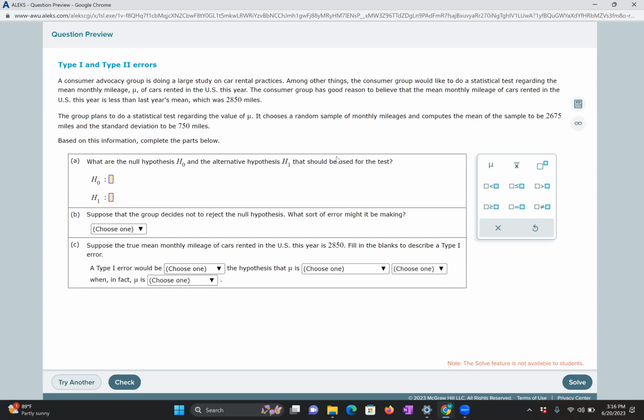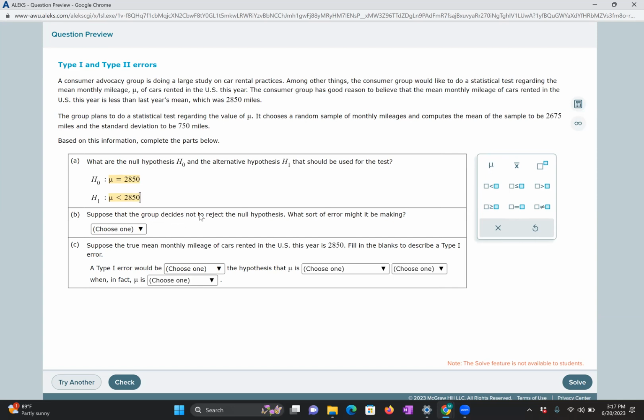The consumer group has good reason to believe that the mean monthly average of cars rented in the US this year is less than the year's mean of 2,850 miles. So we begin with the fact that mu is equal to 2,850 miles. And according to this, we're going to go with the alternative that mu is less than that mileage, 2,850.